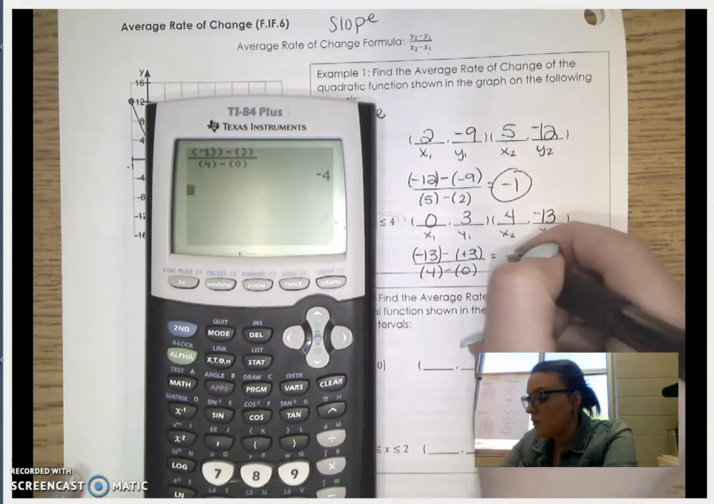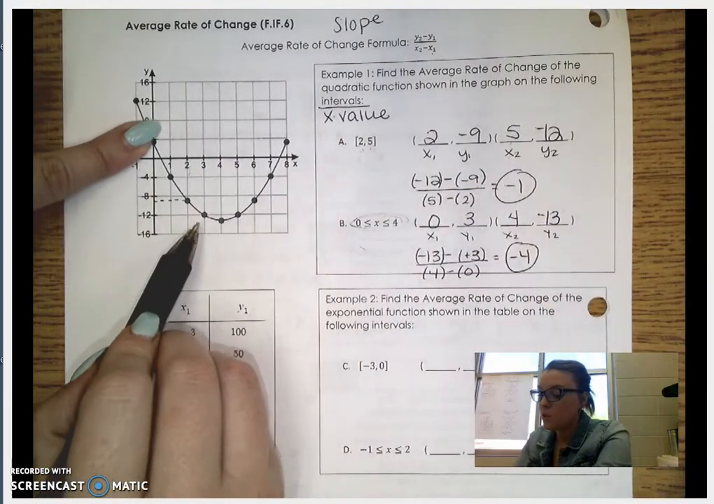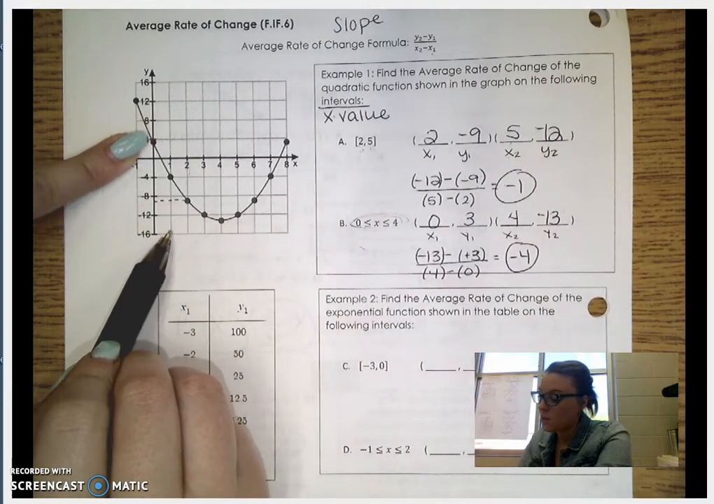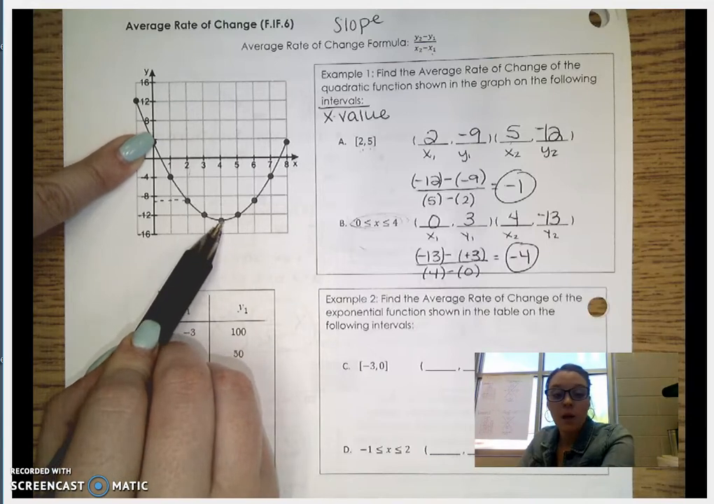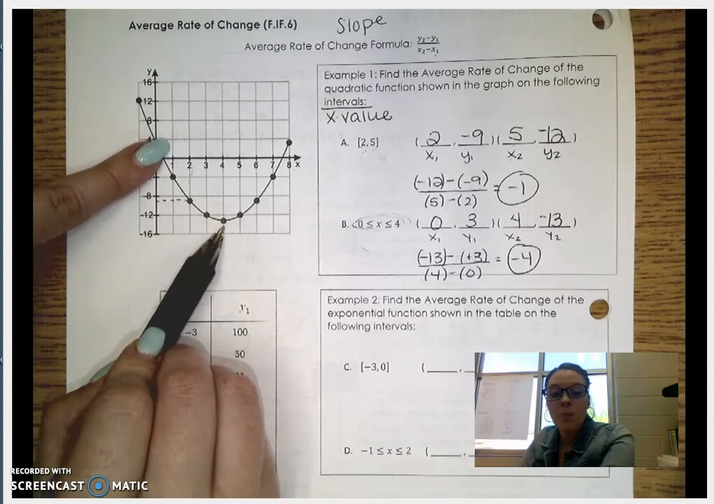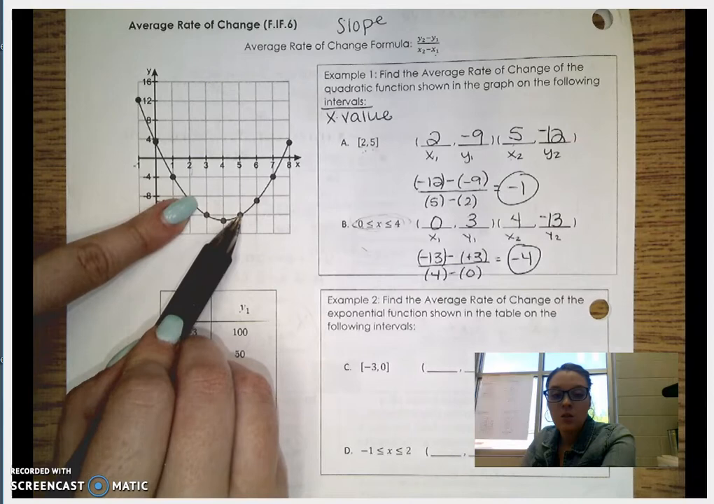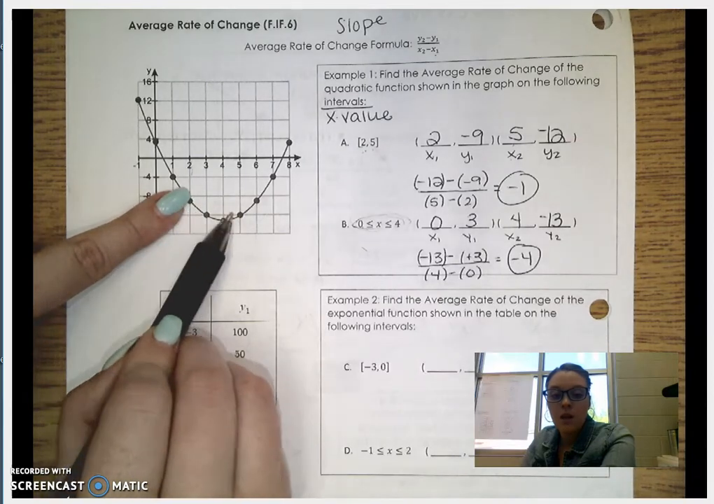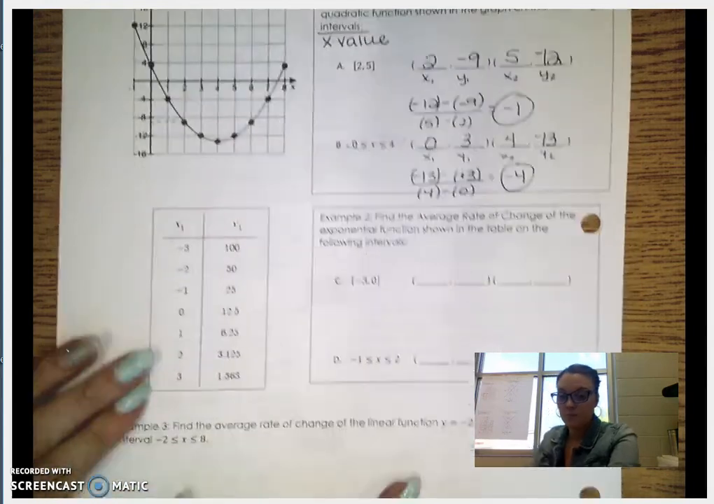And I get -4. So the average rate of change between these 2 points, right, so (0, 3) here, is -4. And that makes a lot of sense because it's a much steeper negative slope than when we looked at the average rate of change between these 2 points right here, which is also negative but less steep than this right here.